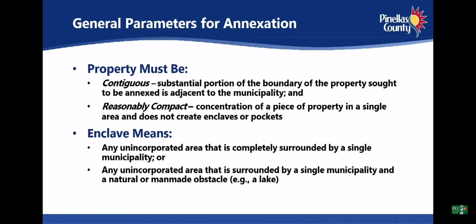The first type you'll commonly hear referred to as a Type A enclave, and this is basically any unincorporated area that is completely surrounded by a municipality. The second type is an unincorporated area that's surrounded on all sides by a single municipality and some type of natural or man-made obstacle. The easiest example would be like a lake or a river, something like that.